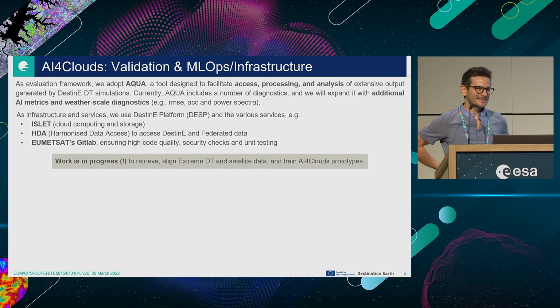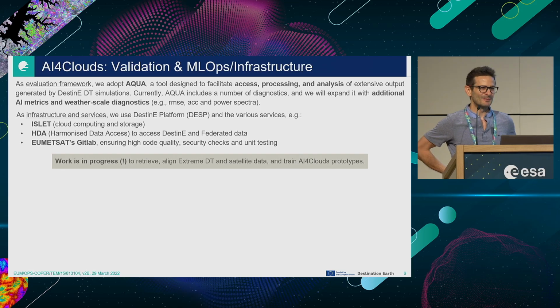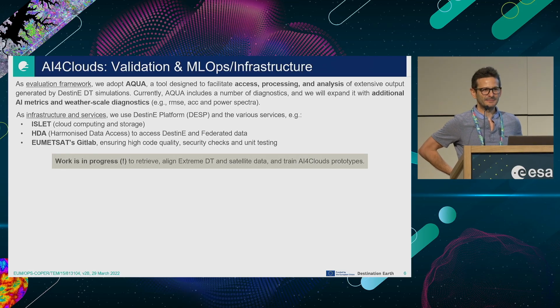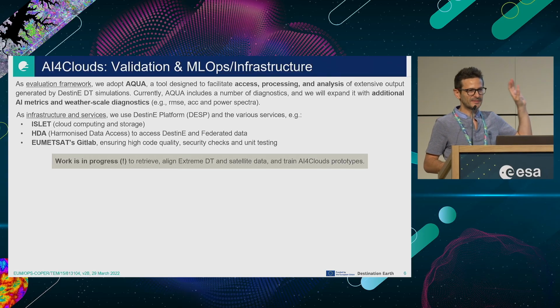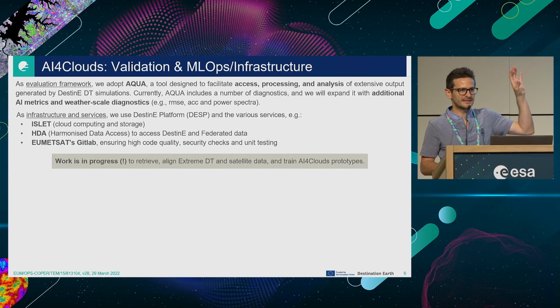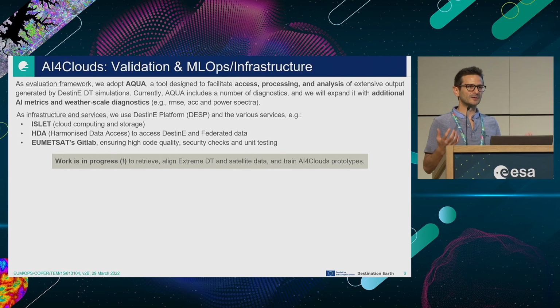Unfortunately, we recently started this work, so mostly what we bring is an overview of the concept. Currently, we are working on retrieving Extremes DT and aligning it with satellite data before we can even start training some prototypes of AI for clouds. But we do have some other data sets that allow us to start playing and getting familiar with this kind of AIFS stretch grid system, so we can start getting familiar with how to train and optimize this kind of emulator.